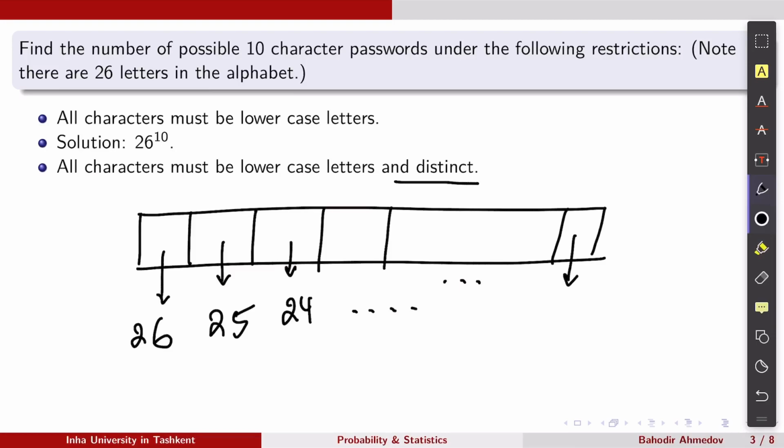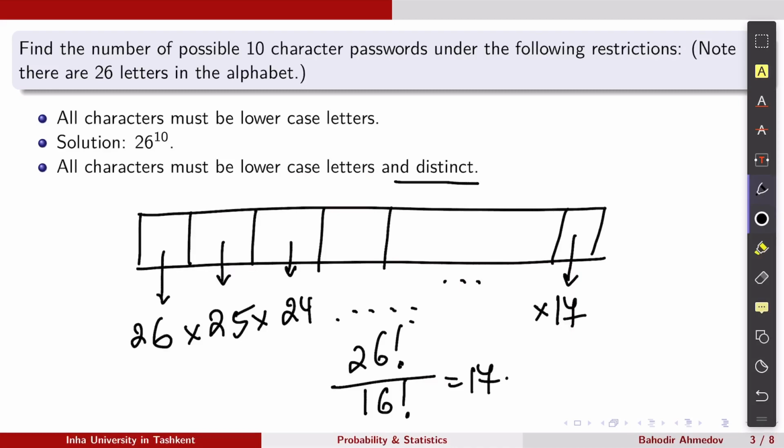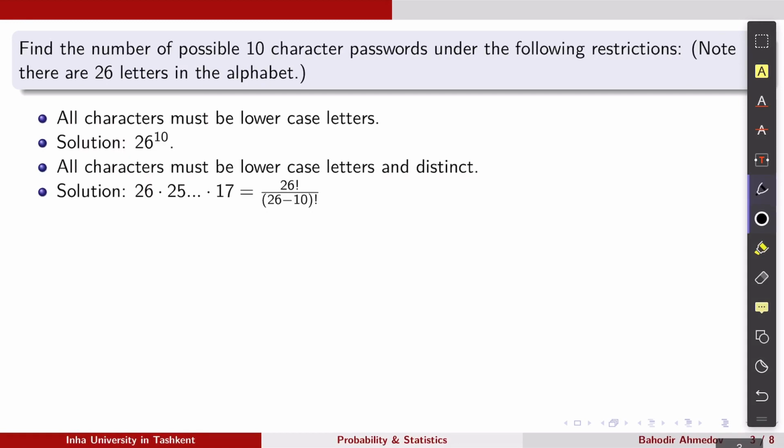And at the end, it's going to be 17 at the last. Then we just need to multiply this. It is going to be the multiplication of 17, 18, 19 until 26. Or you can also write this down as 26 factorial divided by 16 factorial, right? It's going to be 17 times 18 times 19 and so on until 26. So there are going to be 10 numbers here. So let's go to the next problem.